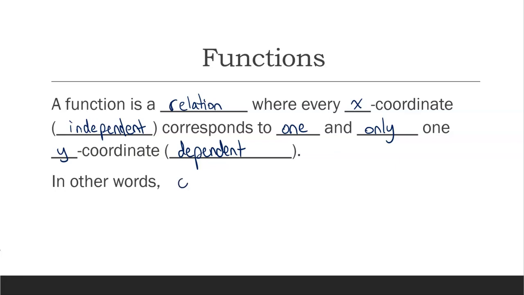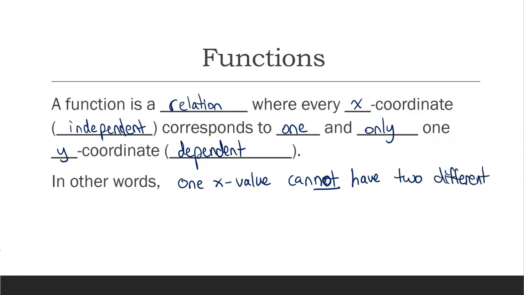In other words, there it is. One x value cannot have more than one y value. One x value cannot have two different y values.